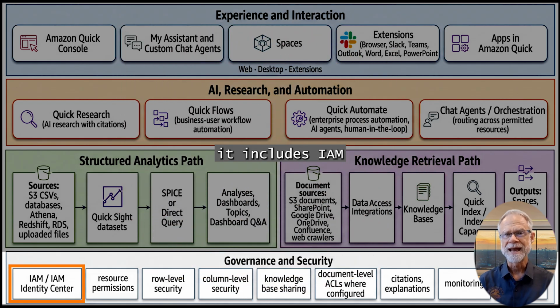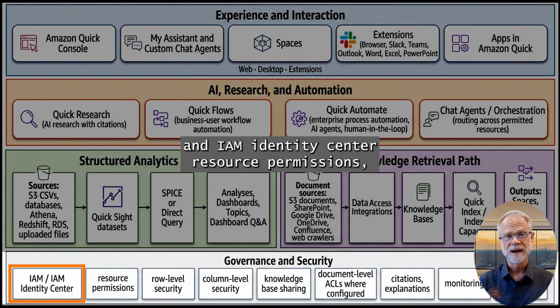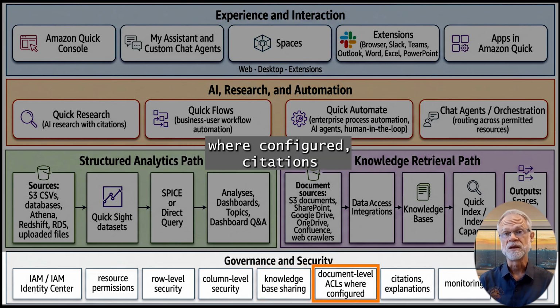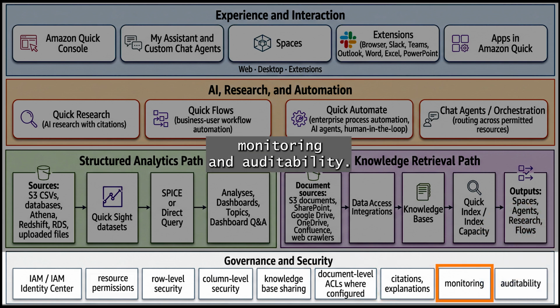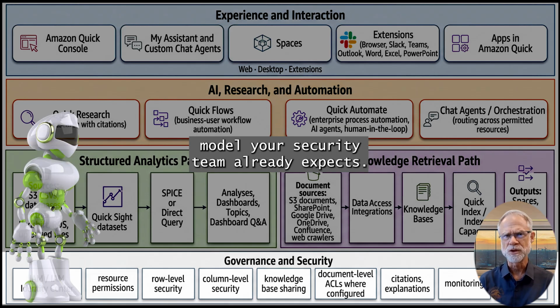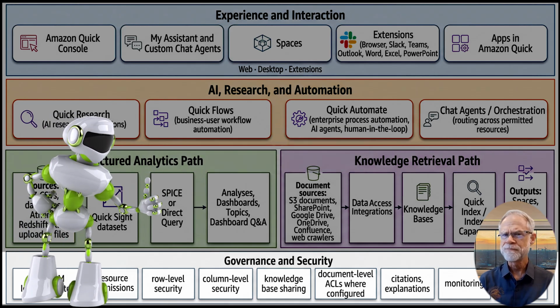It includes IAM and IAM Identity Center, resource permissions, row-level security, column-level security, knowledge-base sharing, document-level ACLs where configured, citations and explanations, monitoring, and auditability. The short version is this: Quick runs inside the identity, permission, and accountability model your security team already expects.